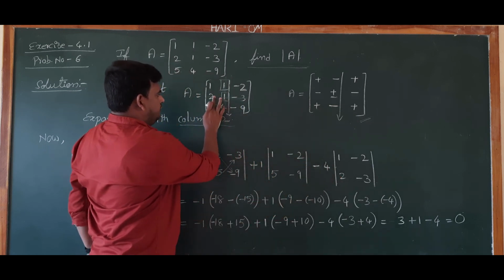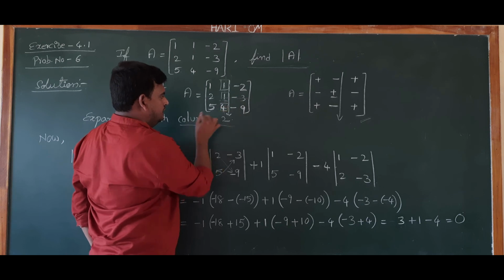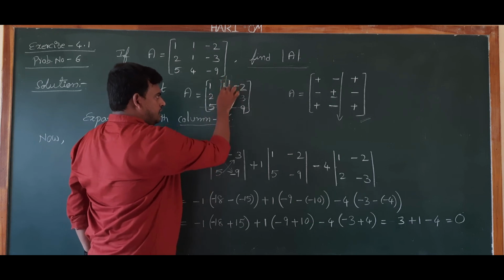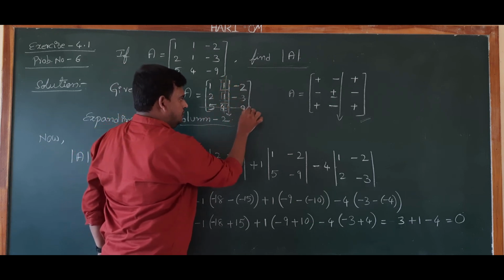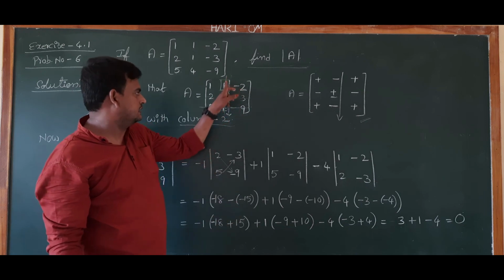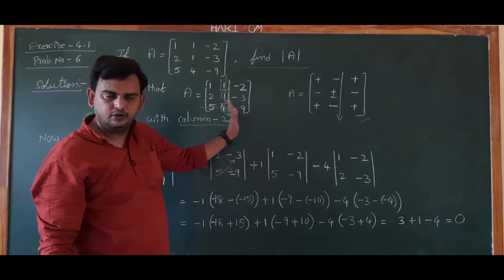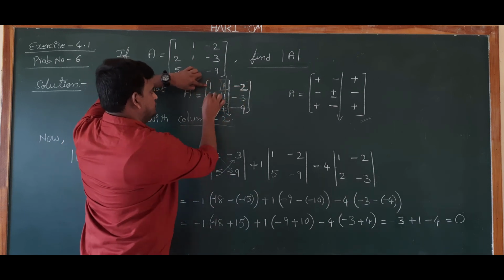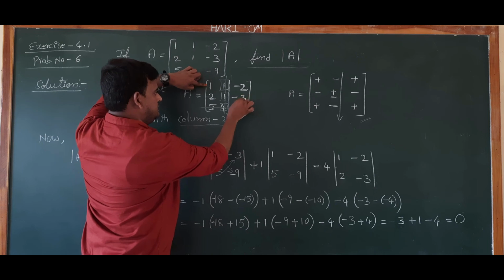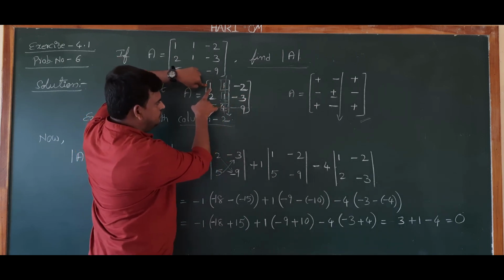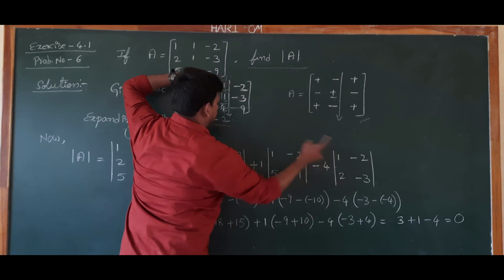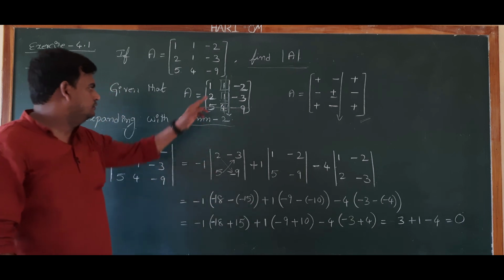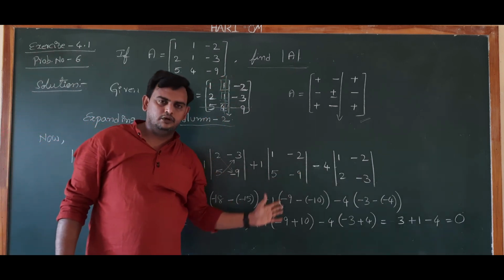Now for 4, we have to eliminate the corresponding row and the corresponding column, meaning we eliminate the second column and third row elements. When we eliminate them, here we have 1, minus 2, 2 and minus 3. These are the elements we have. So 1, minus 2, 2 and minus 3. So using column 2, we are expanding. Now we are able to simplify.